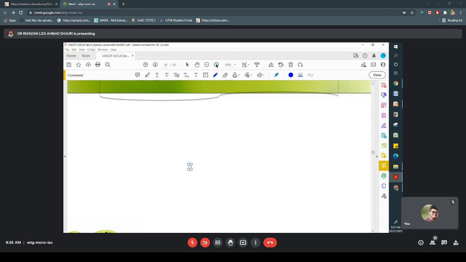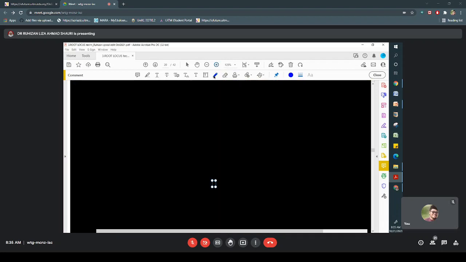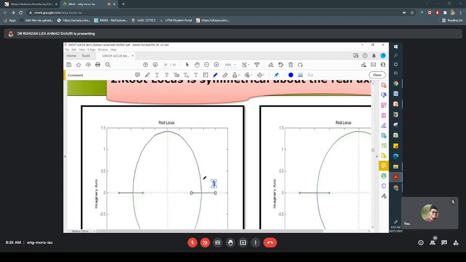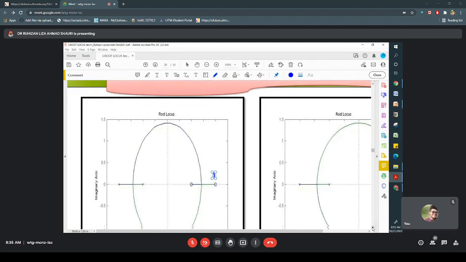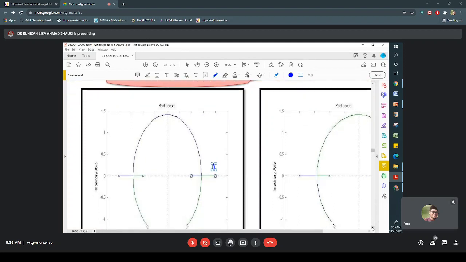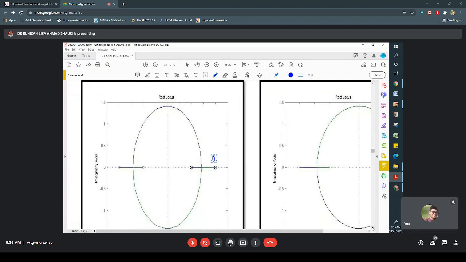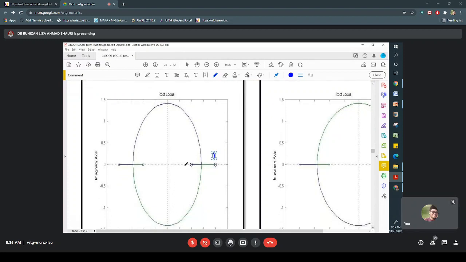Maybe too small. Can you see clearly now for this one? Better? All right. So you just have to count it, right? So 1 is here, the odd number, and the third is here. Right? The odd number.